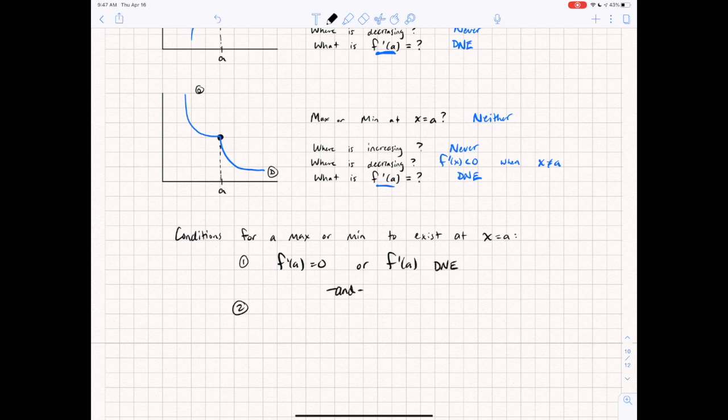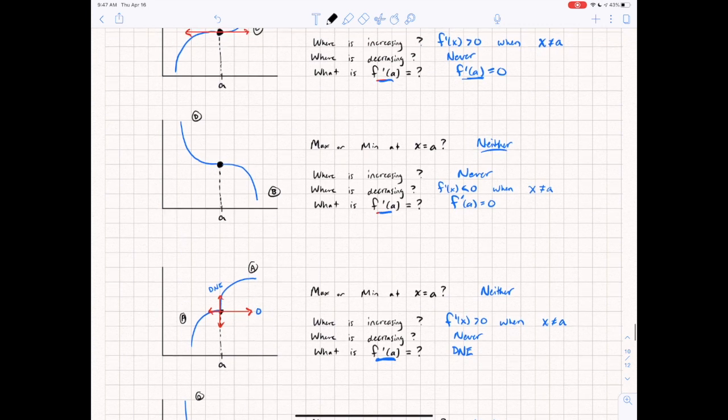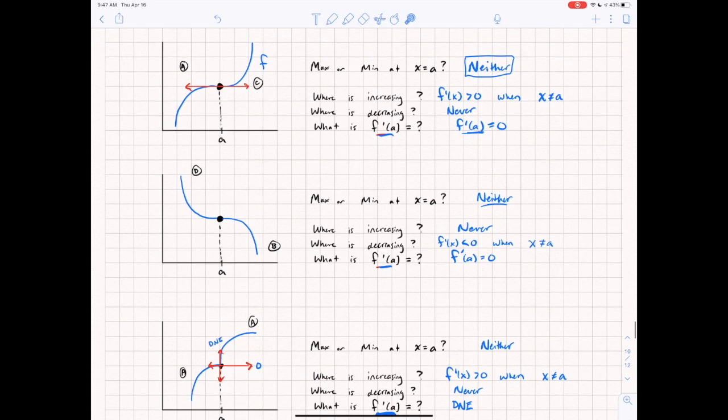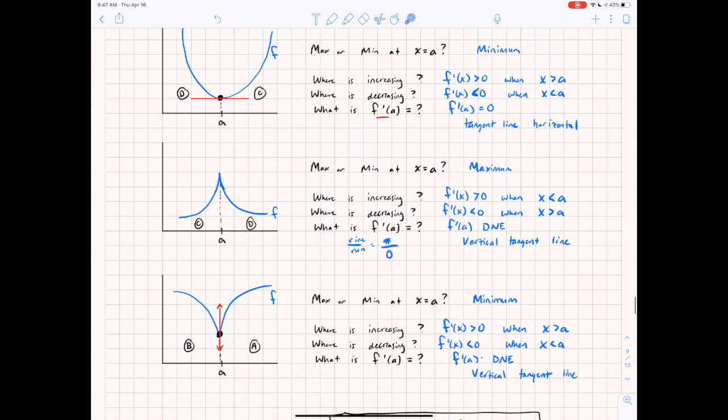And the second condition also has to hold true. Well, in these four examples here that we saw where it was neither, notice that I was never increasing or never decreasing at any single point. And if I'm going to have a max or a min, there has to be a change between the two. Right? And so these examples are showing if there is not a change, then I can't have a max or a min, versus these are showing that if I do have a change, I do have a max or a min.